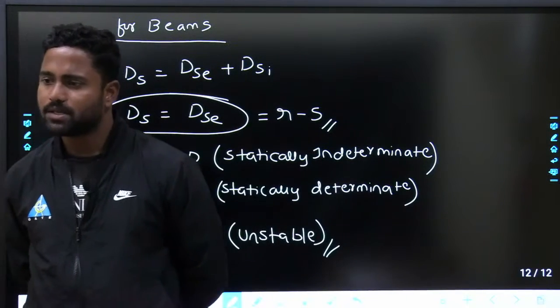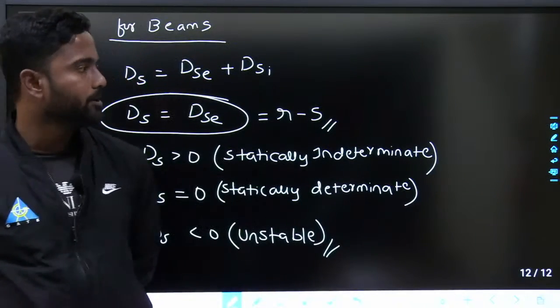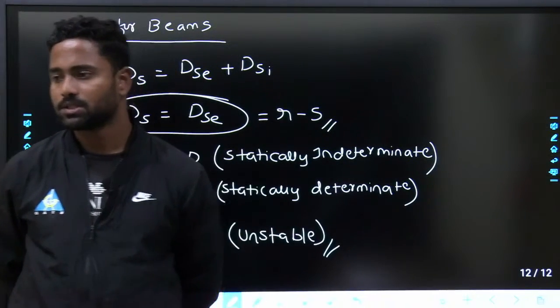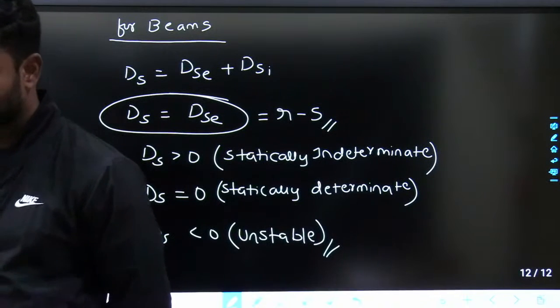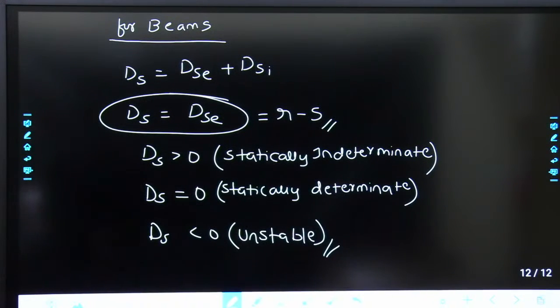Static indeterminacy, internal indeterminacy of the beams. Yeah, it is always 0 for beams. That's what I am saying constantly. Internal indeterminacy, DSI, yeah, internal indeterminacy is always 0.